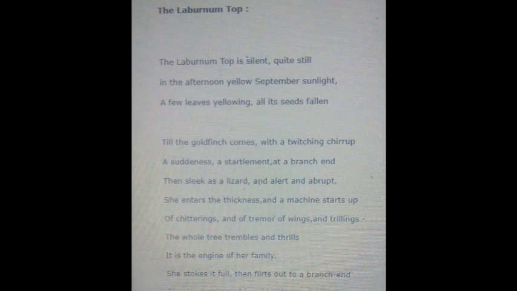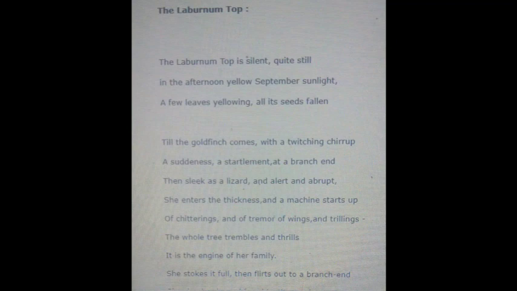And of chitterings. Now, chitterings is related to the young ones of the goldfinch. They start chirping, and a tremor of wings. Tremor means vibration. They are very excited. These young ones are very excited, and when they see that their mother has come, they are happy and excited, and they move their wings, and there is a vibration. And trillings. Trillings means to sing a series of quickly repeated high notes. It is also a kind of chirping, you can say.